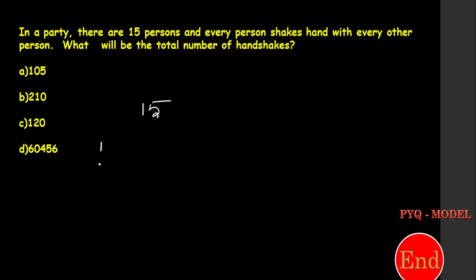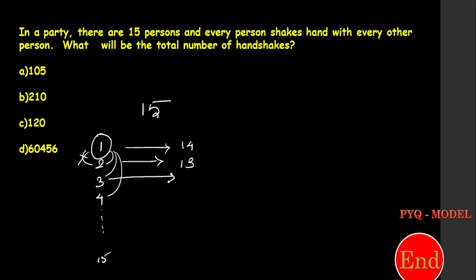Right? So let's take 1, 2, 3, 4, like 15 persons. Okay, so now look at this. The first person shakes hands with the remaining 14. So first person had 14 handshakes. Second person also 14 handshakes, but 1 and 2 will not be taken here because that was counted in the first person. So 13 handshakes will happen. For third person 12, fourth person 11. So we need to count all the numbers. You will get the answer, but this is not the way of getting the answer quickly. So leave this manual method.